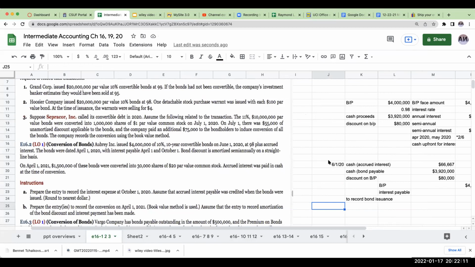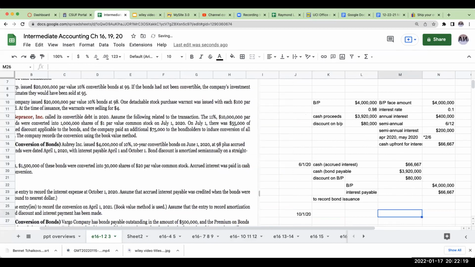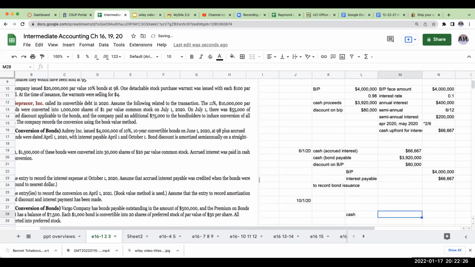I didn't have to do this, but this is going to give us a very important setup. So what happens when we get to October 1st, 2020? Well, I know that on October 1st, 2020, I'm going to be paying out cash. And how much cash am I going to be paying out? It's going to be 200 grand. I also know that this is going to be settling my interest payable, right? Because once I pay this interest, this is why I got the cash upfront payment. I'm now basically paying out this interest, and there we go.